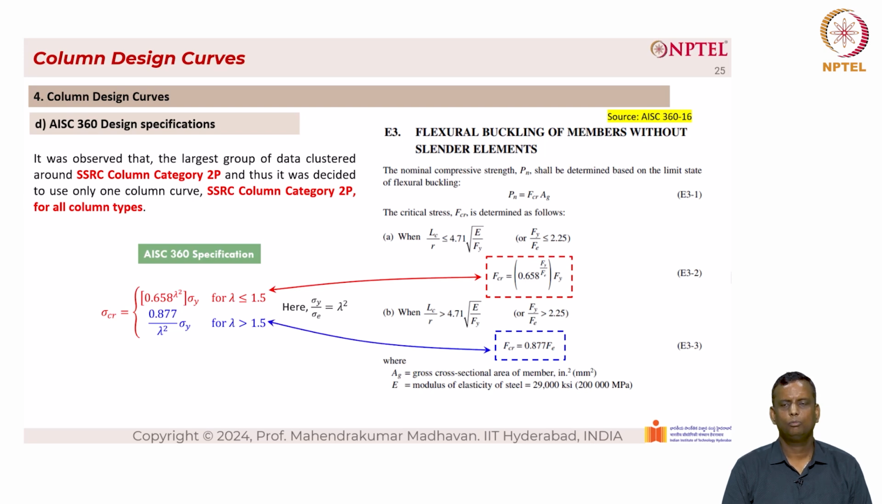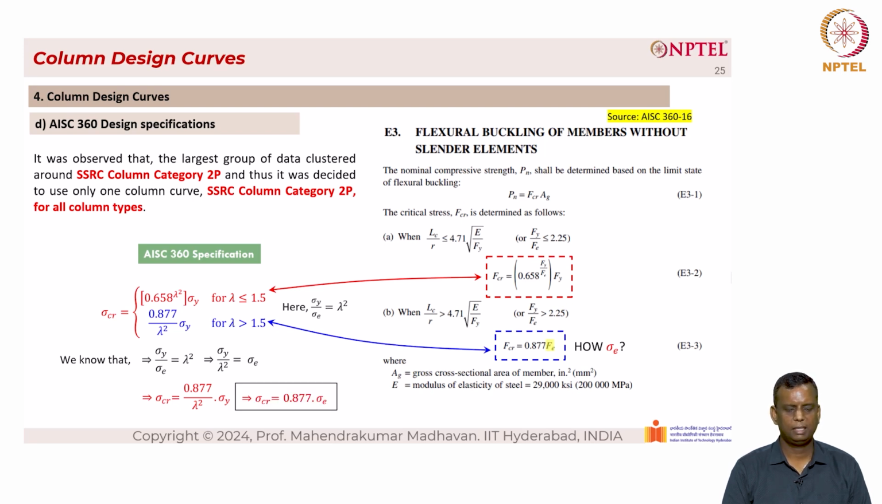Here in the bottom one, we can see that it is given in terms of F sub e, which is sigma e, equation E3-3 in the codal specifications. Now, how did we get that sigma e? Basically, we know that sigma y by sigma e is equal to lambda square. So sigma y by lambda square is equal to sigma e, which means that sigma critical is equal to 0.877 by lambda square into sigma y. So this gives rise to the equation sigma critical equal to 0.877 sigma e.